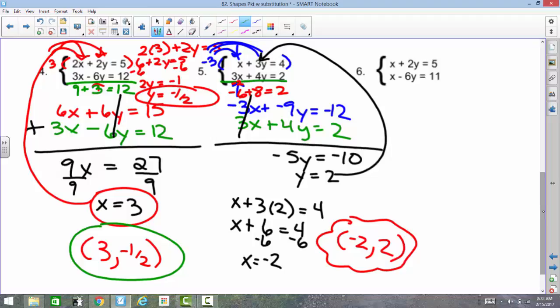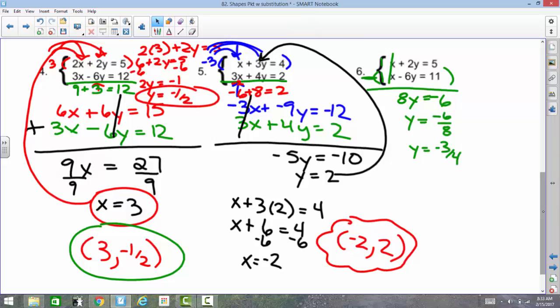All right, the last one. You would need to subtract to eliminate the x's. So x minus x cancels. Now you have 2y minus negative 6y. That's 8y. And then you have 5 minus 11, which is 6, negative. So once you divide by 8, your solution is negative 6 over 8, which is negative 3/4.